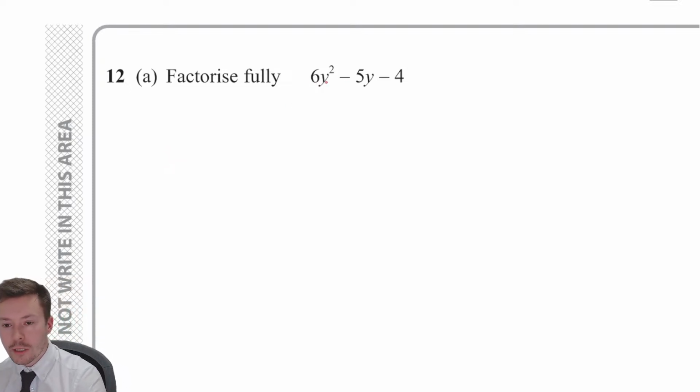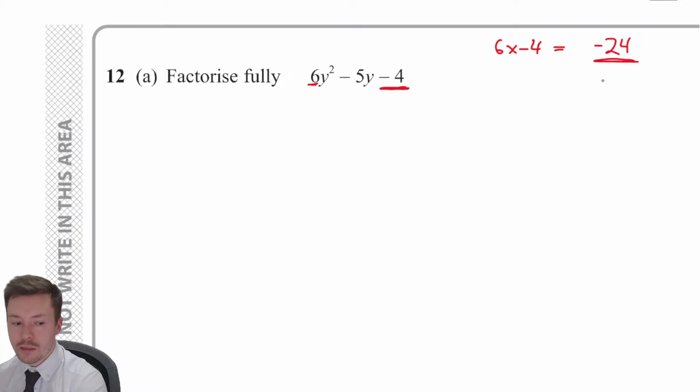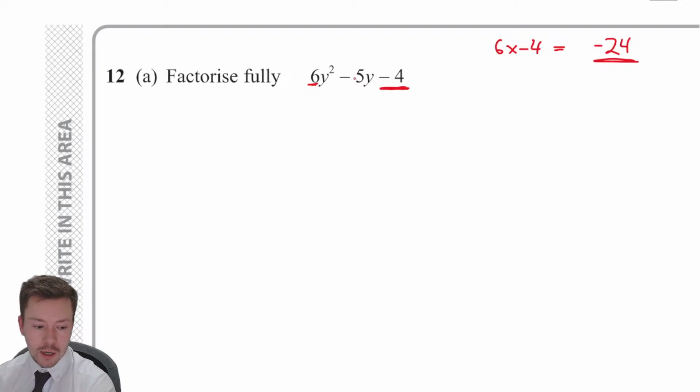Hello. Right, we're going to explode or split the middle. And to do that, I need to multiply this first number and the last number together. So 6 times minus 4 gives me minus 24. So I need factor pairs of negative 24 that add to give minus 5. Okay.